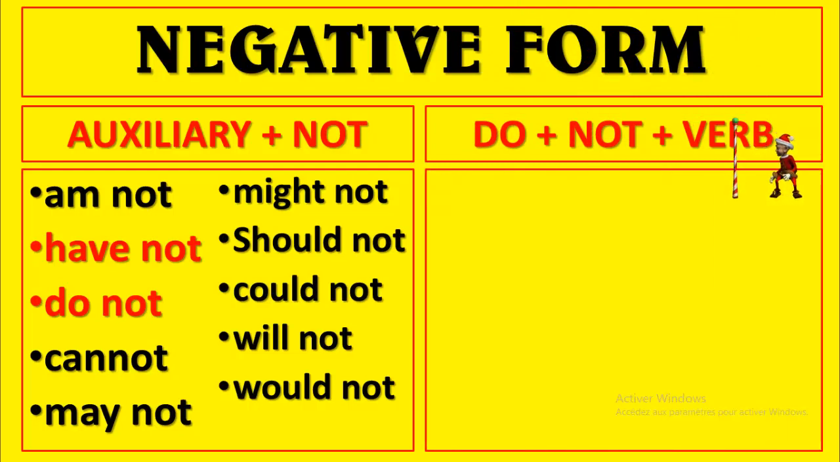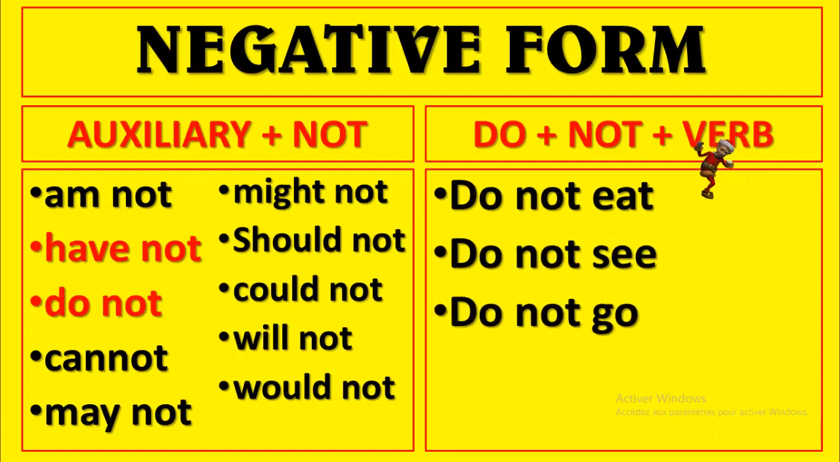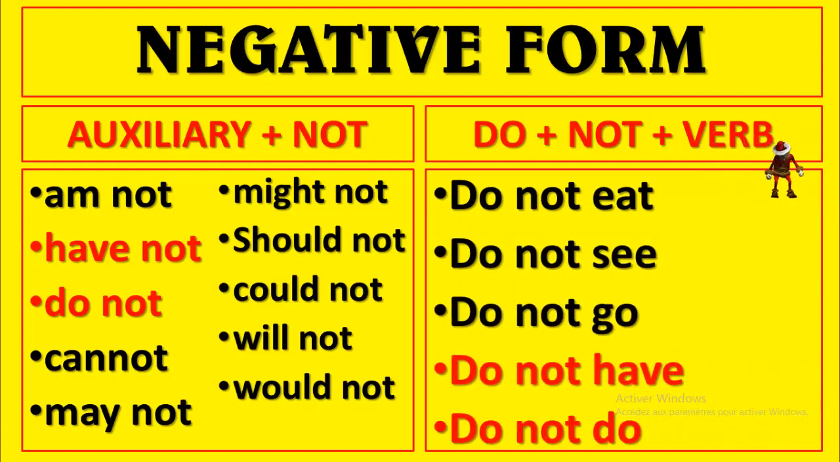Example, do not eat, do not see, do not go, do not have, do not do. So auxiliaries don't need do for the negative form or interrogative form. Okay? But full verbs, they need do not, does not, did not for the negative form.